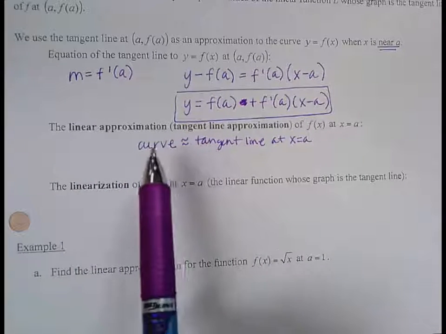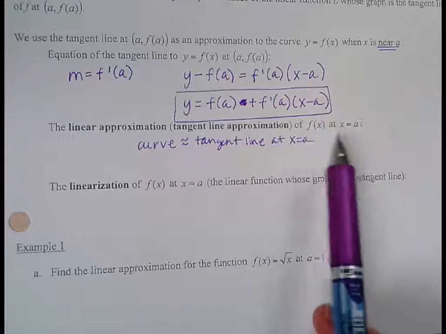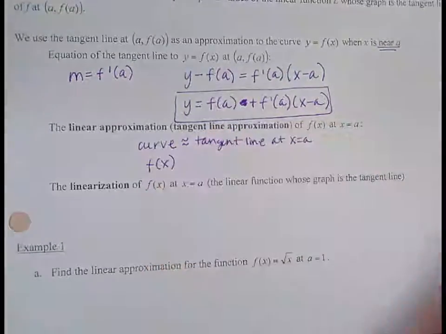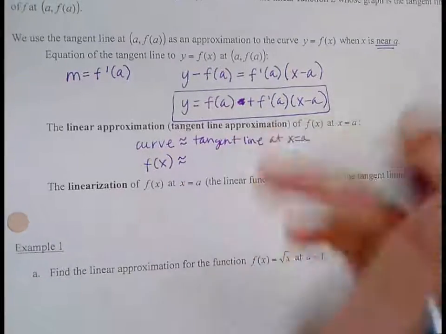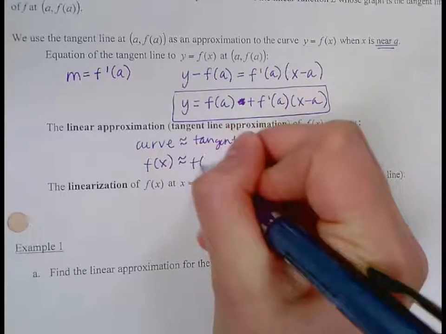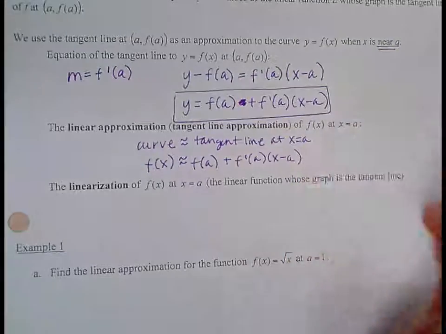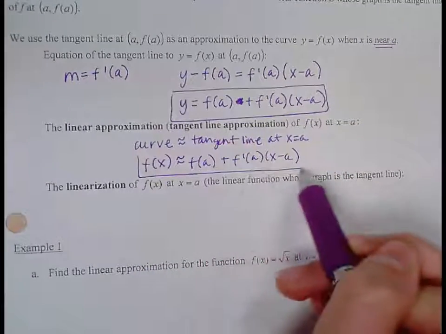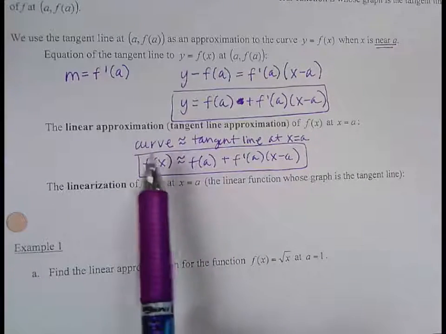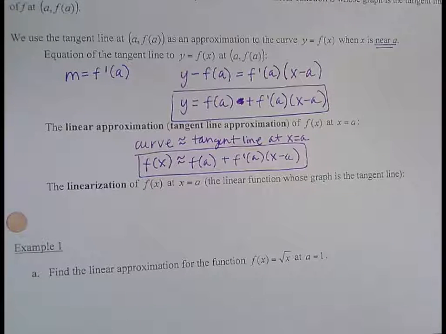So the linear approximation, again, is saying the curve is approximately equal to the tangent line, as long as you're close to that A value. So our original curve, whatever function f of x you're given, is approximately equal to your tangent line equation, which from above we wrote as f of a plus f prime of a times the quantity x minus a. So if you're asked for a linear approximation, this is how they're going to want you to answer it. Whatever your curve is approximately equal to whatever your tangent line equation is.